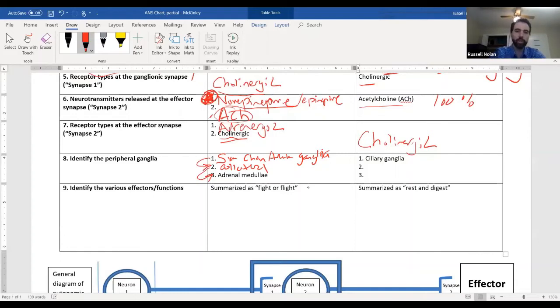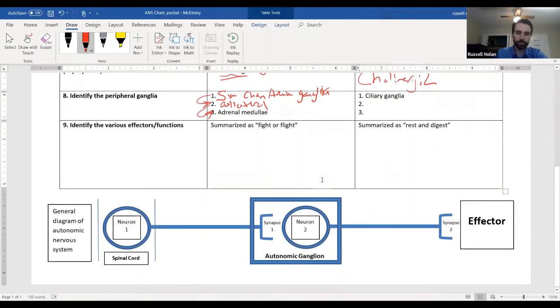So think of it like a train track. If you are exiting the spinal cord, so here you are, you're exiting the spinal cord, the first stop is going to be a sympathetic chain ganglion. And then you can travel out of the sympathetic chain ganglion to get into a collateral ganglion. And then from the collateral ganglion, you could just keep passing through, and you could get into the adrenal medulla.